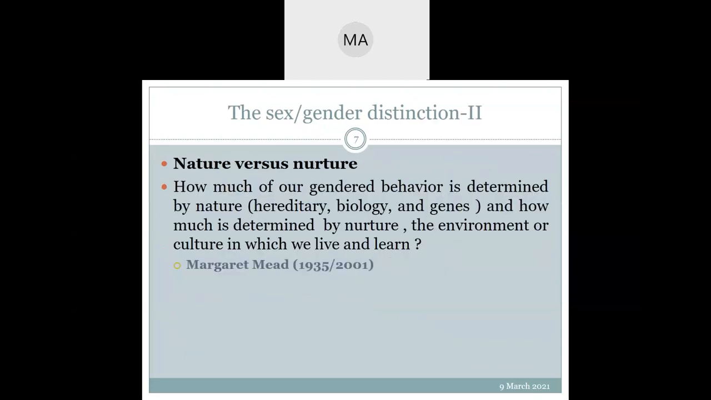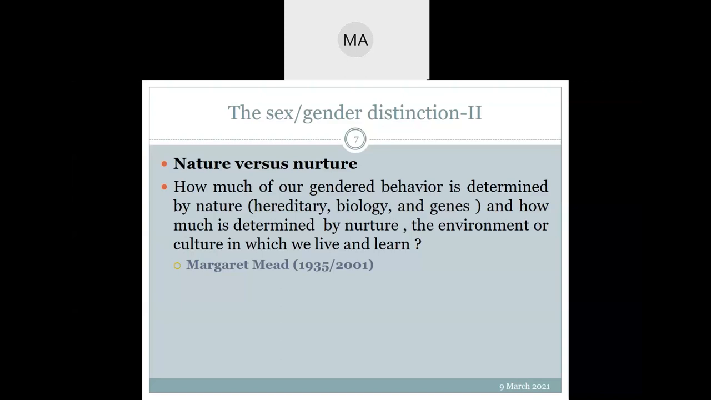Sometimes we also need to think about nature and nurture: how nature influences sex, and how nurture influences sex and gender. Naturally, we are already given a sex, male or female, with specific characteristics. At the same time there is nurturing, where people try to change and modify what is already given by nature. So we need to think about how much of the gender part can be nurtured and how much of the nature part can be nurtured.